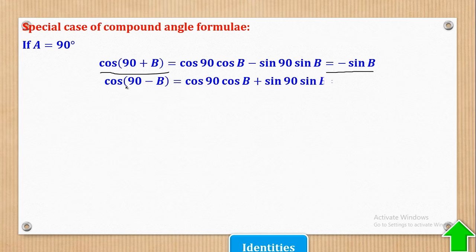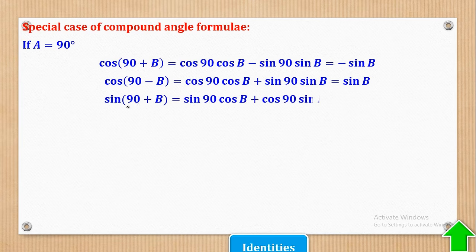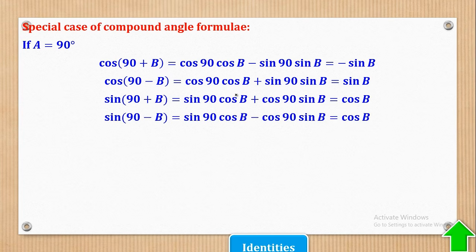However, cos of 90 minus B is equal to positive sin B. If you expand this, this is 0 and this is 1, so you get positive sin B. Then sine of 90 plus B gives you positive cos B, because this one cancels, this is 0 and this is 1, so you remain with only cos B. And sine of 90 minus B is still cos B, because this one cancels and this one is 1, so you remain with only cos B.